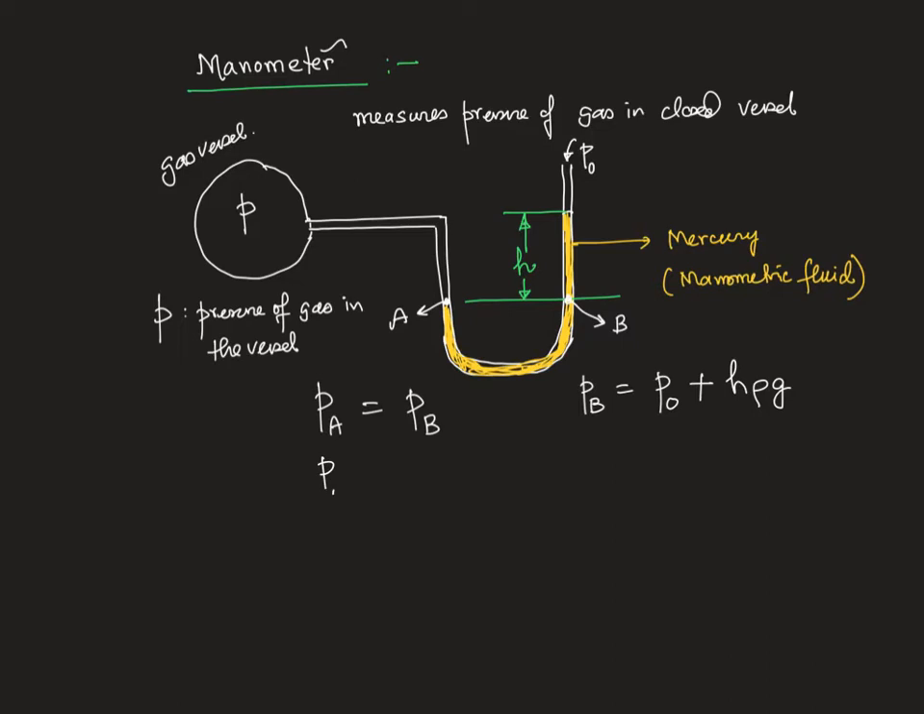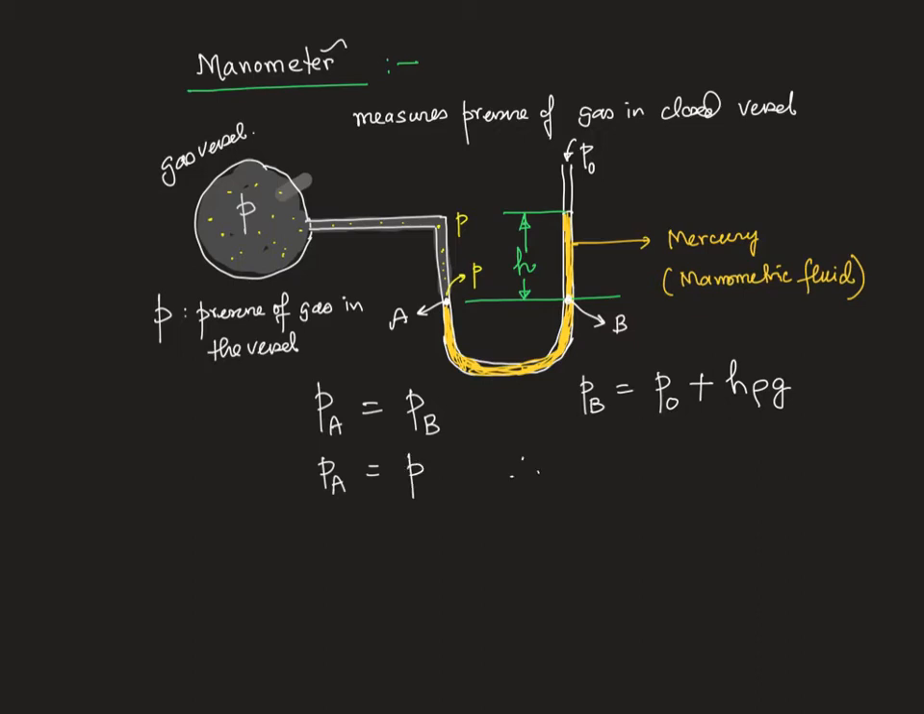Now what is PA? PA, the pressure of the gas inside the chamber, is P. Due to height, variation of pressure in a gas is very negligible. So you can consider that all throughout, the gas has the same pressure P. That means it has pressure P here also, and P here also. Because the density of gas is very less, the change in pressure due to height is negligible. So we can regard this pressure PA to be P itself.